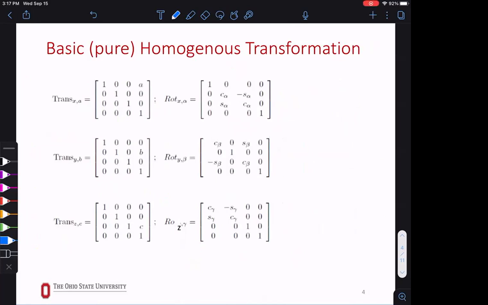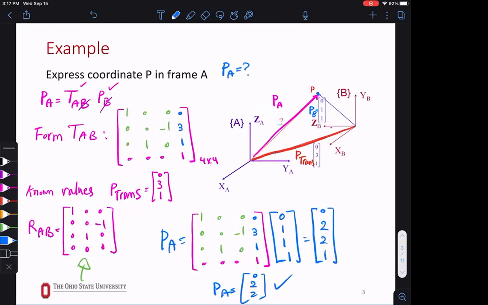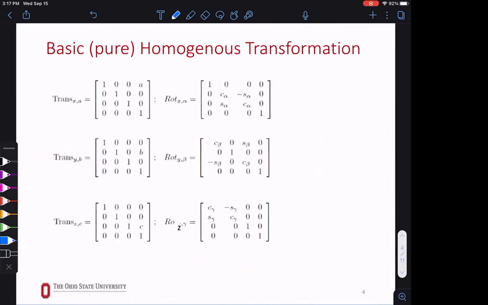So we saw that a transformation could be a rotation or a translation or both of them, right? We just saw in the previous example, we had rotation and translation. Now, there are 6 basic or pure homogeneous transformations: 3 for translation in the X, Y, Z directions, and 3 for rotation about the X-axis, Y-axis, and Z-axis. These are your basics. You can always combine them, but you should know their form so that every time you see a rotation about this and a translation, you put these 2 matrices together.